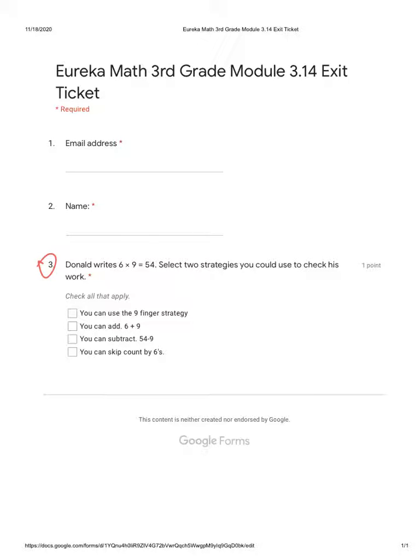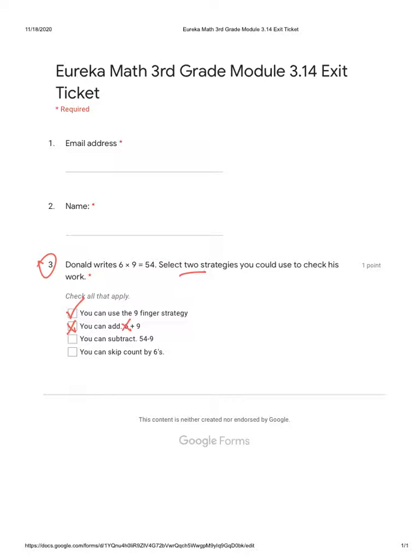All right, so let's check. We got to find 2 strategies. You can use the 9-finger strategy. Could we do that? Yes, we could. You can add 6 plus 9. Do we add 6 plus 9? No, we do not add 6 plus 9.